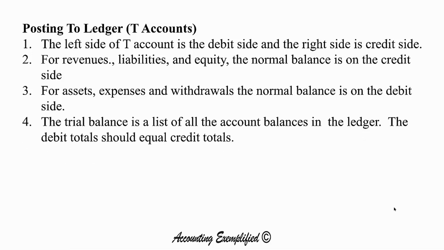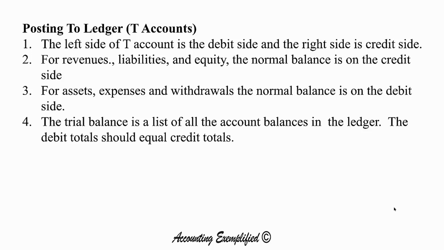The trial balance is a list of all the account balances from the ledger accounts. So here, you list all the accounts from the ledger, and some will have the balances on the debit side and some will have the balances on the credit side. Then the sum of the debit columns should equal the sum of the credit columns.